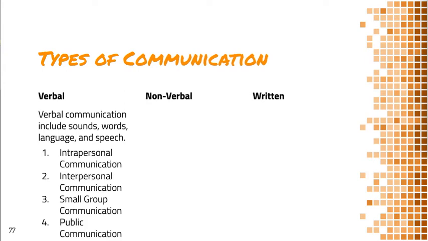So now let's talk about types of communication. There are three main types here. The first I'll start with is verbal. Verbal communication is me using my voice. Sounds, words, language, speech. It's between people individually, so what we call interpersonal, where it's between you and me. Intrapersonal, where it's amongst multiple people. Small groups, public communications, whatever it might be.